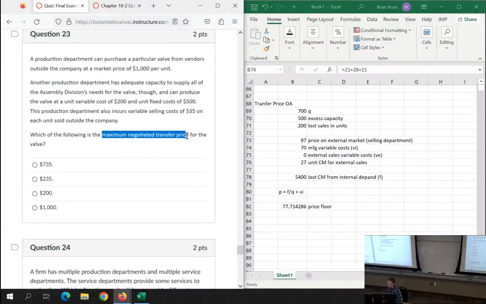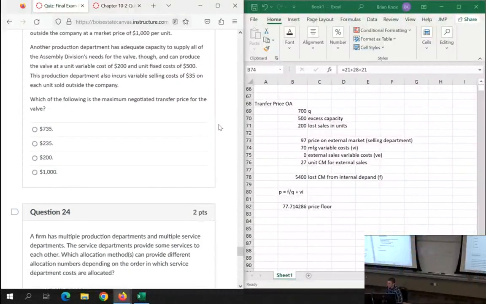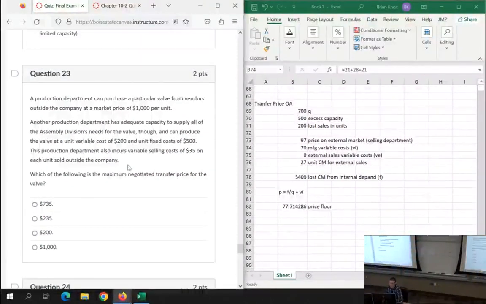We got a ceiling, the maximum negotiated transfer price. We can answer this real quick, right? It's 1,000, yay! Real quick, yeah, the buying department can buy it externally for $1,000. That means that's the ceiling.